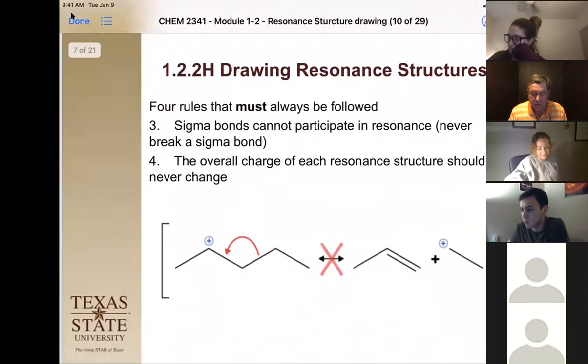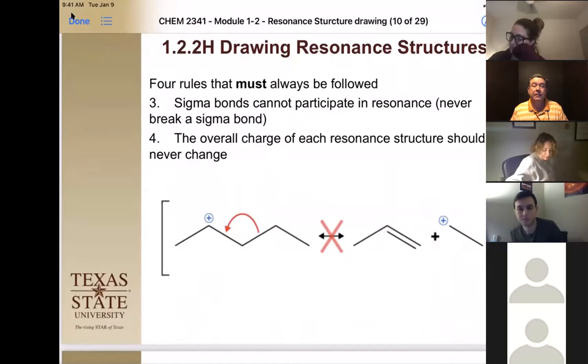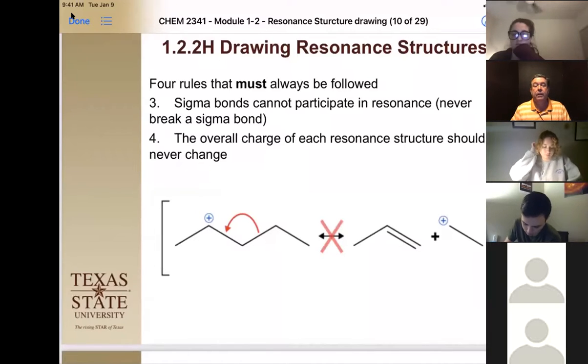Okay, so then the 2 other rules: sigma bonds do not participate in resonance ever. You cannot break a bond. Okay, and the overall charge of a resonance structure should never change. If you have a cation in one resonance structure, you have to have a cation in the other one. If you have a radical in one, you have to have a radical in the other. If you have an anion in one, you have to have an anion in the other. Okay. So with those 4 basic rules, let's look for some patterns.